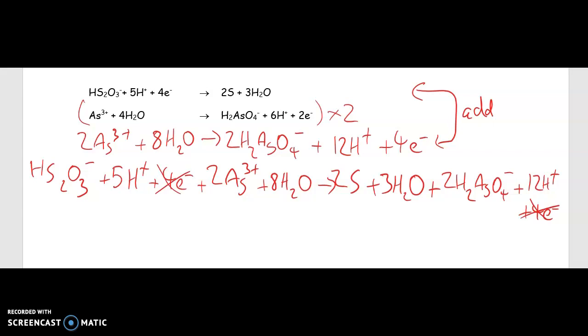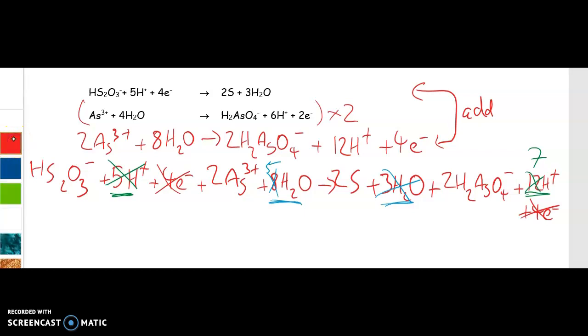On the left-hand side, and I'll change color so we can see what we're doing, I have 5H+, and over here I have 12H+. So if I get rid of all of those, 12 minus 5 is 7. I'm going to change colors again. Here I have 8 waters on the left, and on the right I have 3 waters. So if I get rid of those, 8 minus 3 is 5.